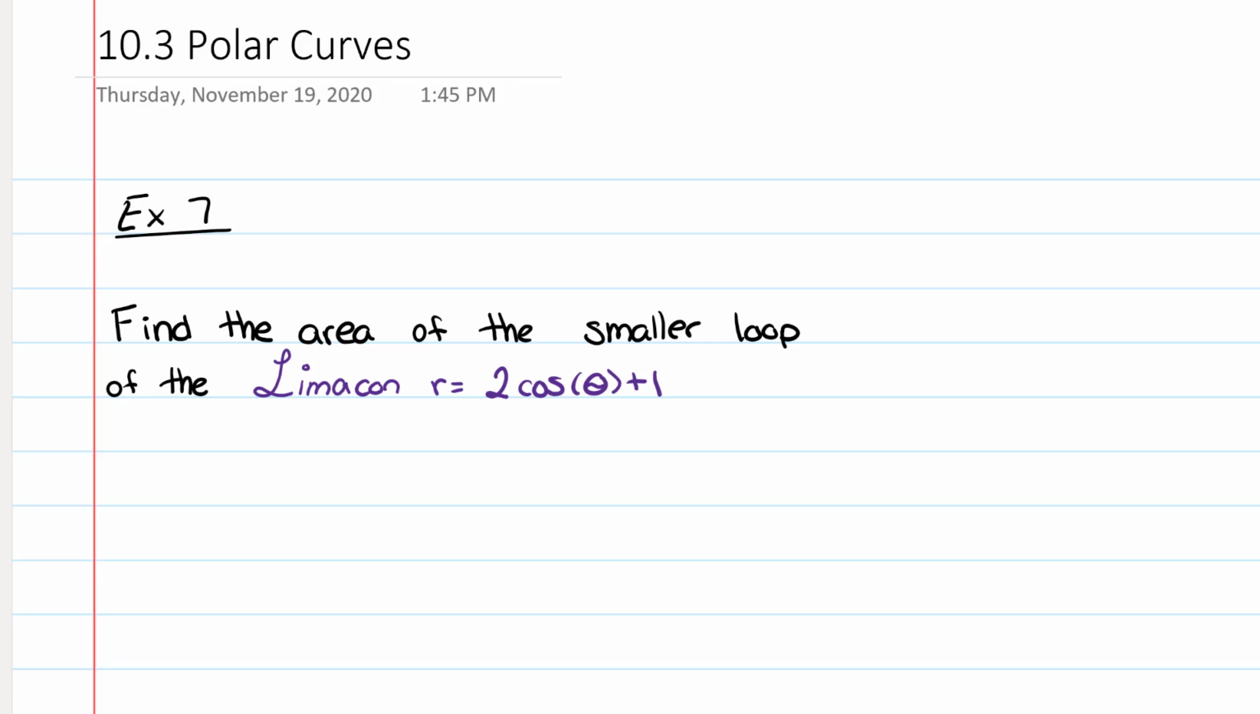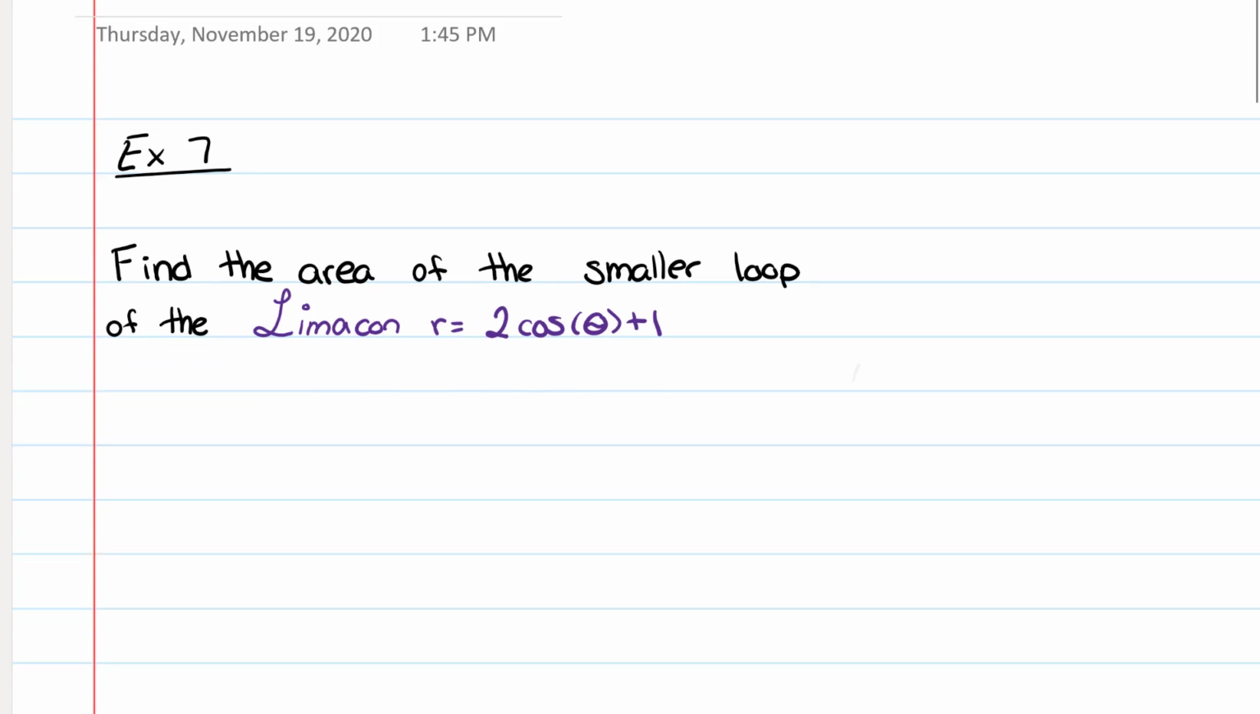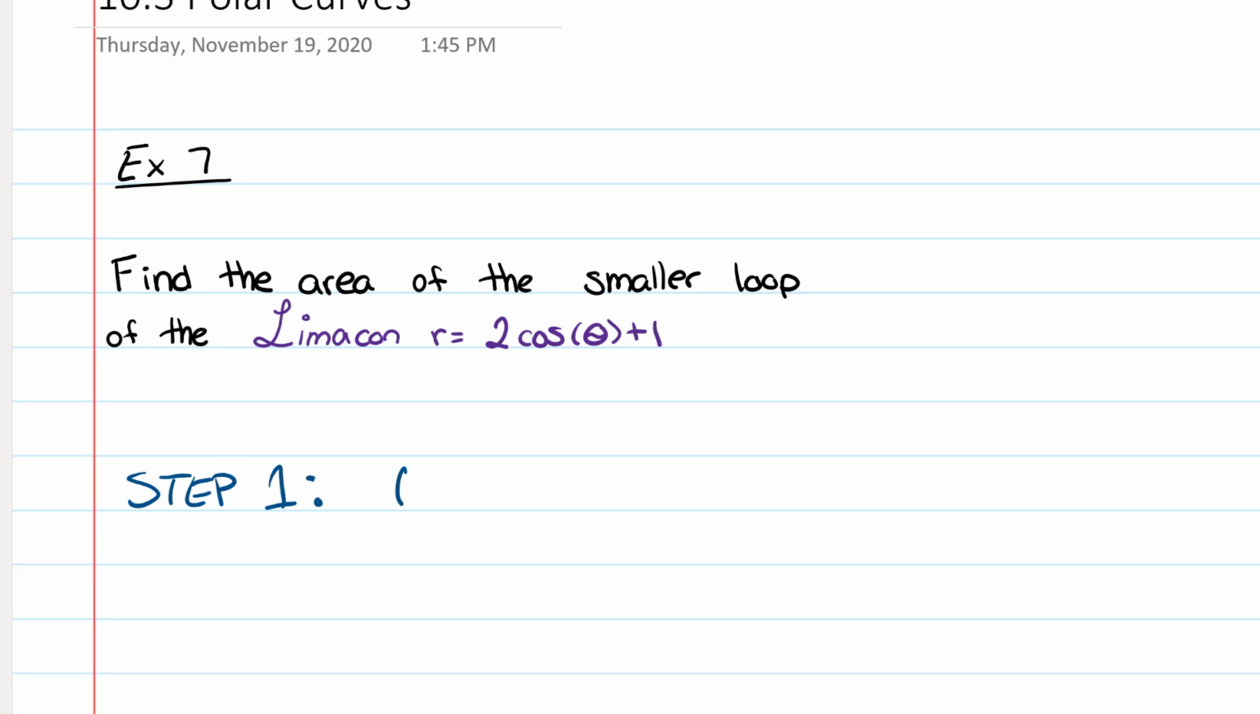Example 7 from section 10.3. In this example, we're going to find the area of the smaller loop of the limaçon r equals 2 cosine theta plus 1. We're going to get a limaçon that has a loop in it, and we want to find the area of the smaller loop. Just like in the last example, step 1 is going to be to graph it.